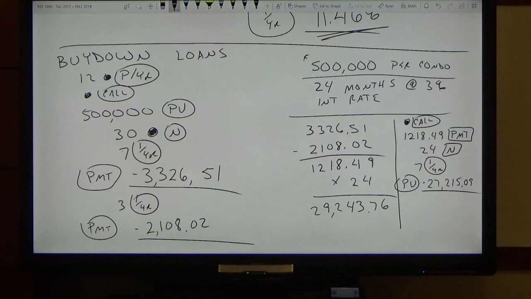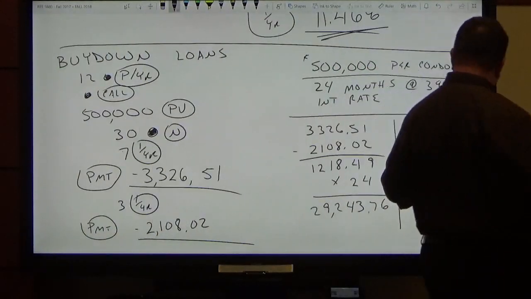So technically, what you're going to have to do for the lender, depending on how you want to structure it, you can either say to the lender, all right, I'll give you $27,215 up front now, or I will just give you the extra $1,218 per month for the next 24 months, okay? So the point being is, this is, in one sense, your upfront cost as a developer.